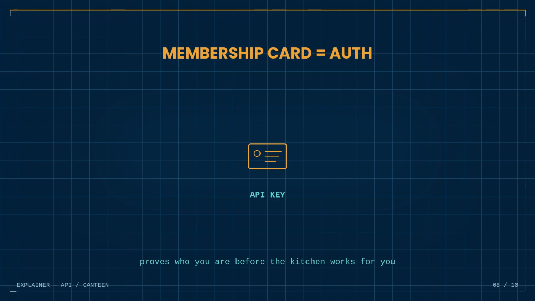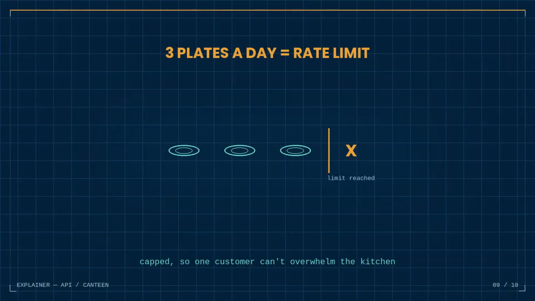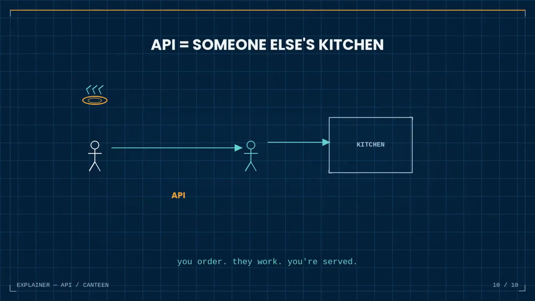And some canteens have rules. Maybe you can only order 3 plates a day. That's rate limiting. APIs do the same thing, capping how many requests you're allowed to make so one customer doesn't overwhelm the whole kitchen. So next time someone says API, picture the canteen.